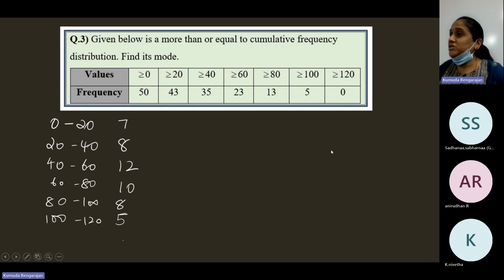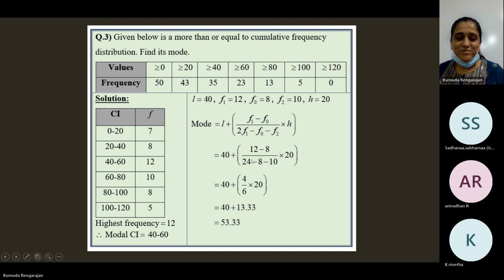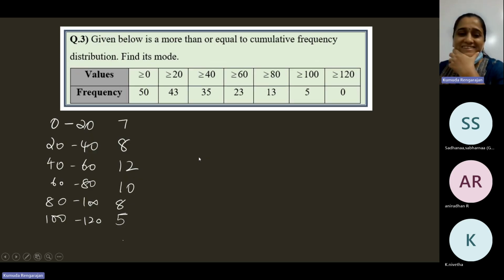Yeah, since you're finished, what's the value? 46.3. No, I have a different answer. Check.